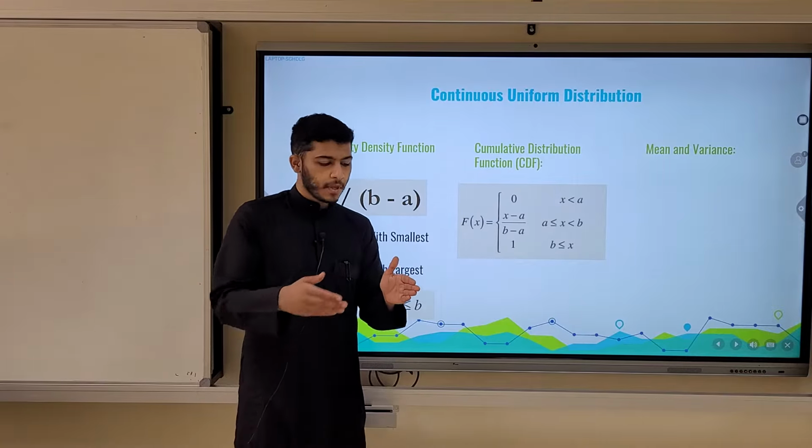Now let's solve a question. The question says, suppose that capital X has a continuous uniform distribution over the interval 1.5 to 5.5. Determine the following. Well, 1.5 to 5.5 is the domain of X here, where A is 1.5 and B is 5.5. So let's solve the first part of the question. Of course, we're going to need this one there.